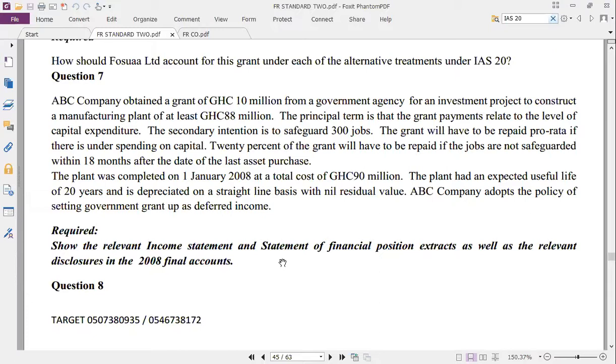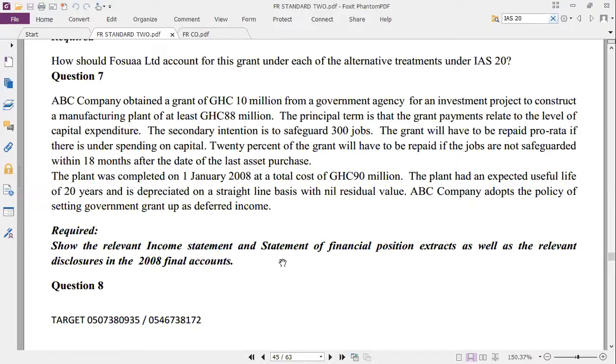The plant was completed in January 2008 at a total cost of 90 million. The plant had an expected useful life of 20 years and is depreciated on a straight line basis with no residual value. ABC company adopts the policy of setting up certain government grants as deferred income. Now show the relevant income statement and statement of financial position extracts as well as relevant disclosures in the 2008 final accounts. So account for the above ones.